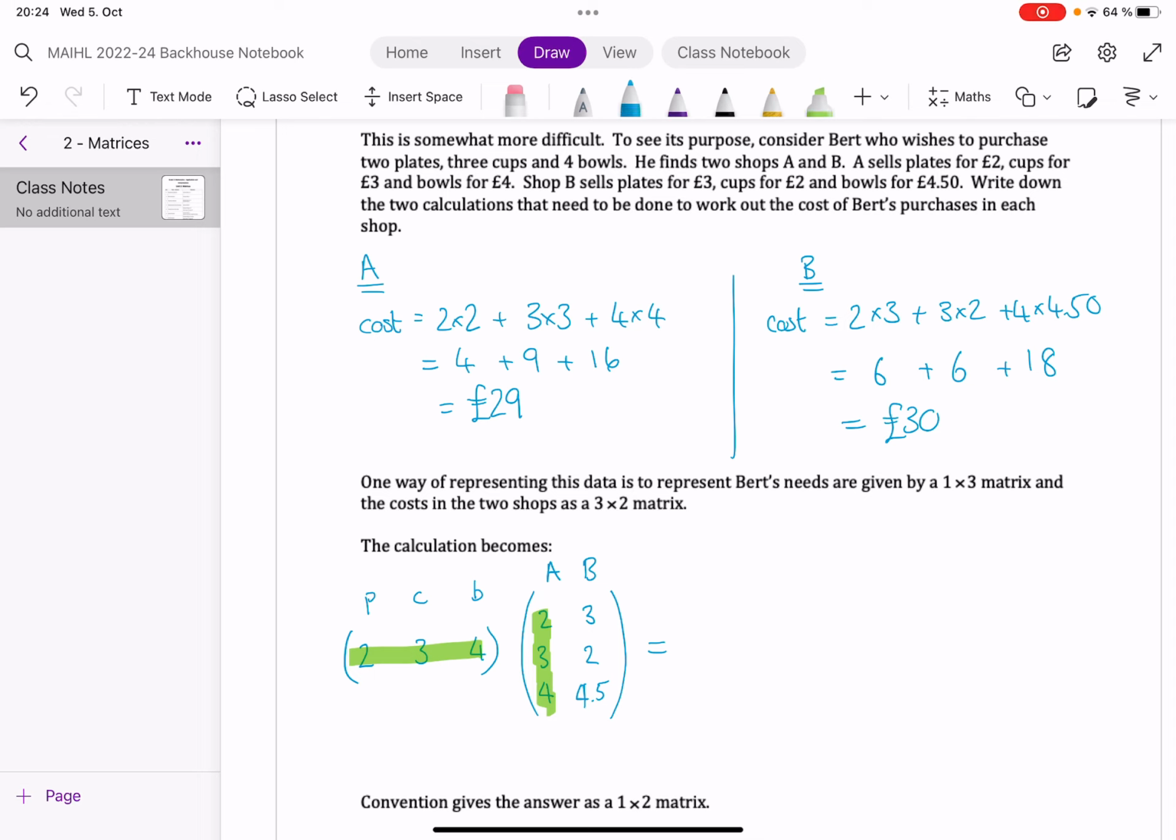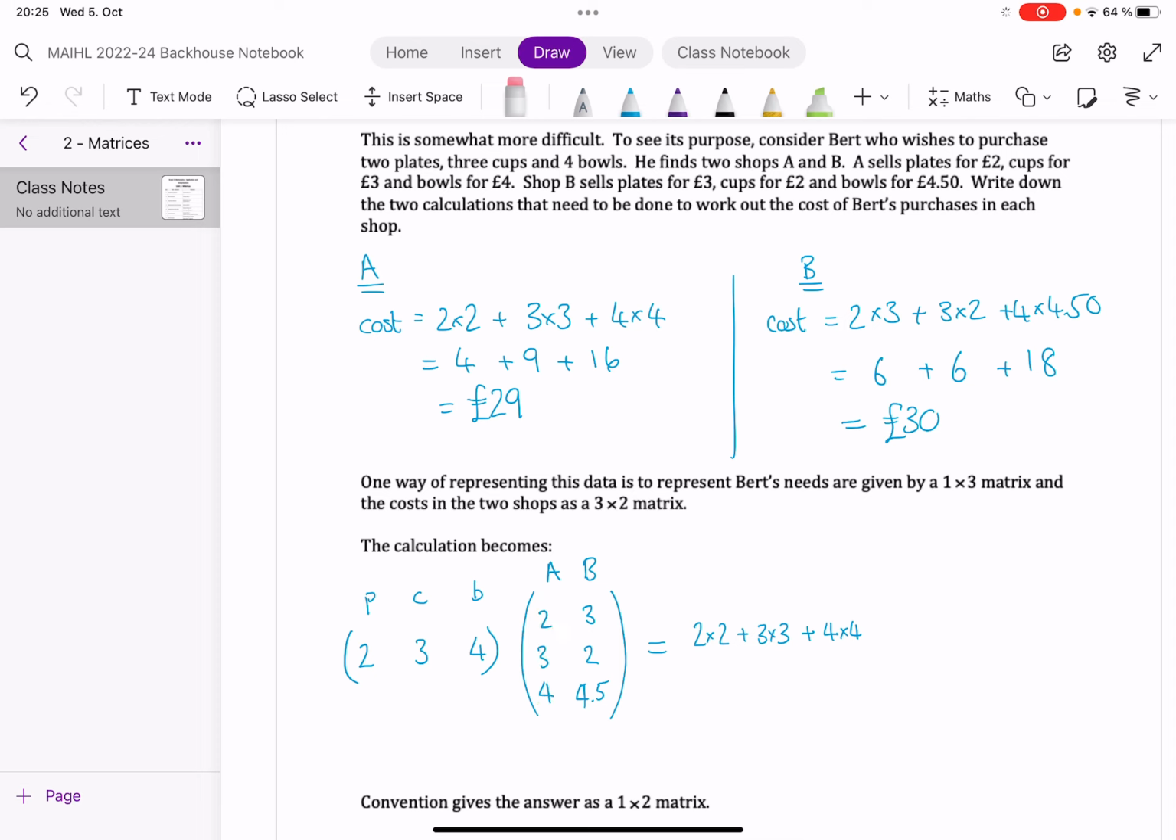So we'll take the first element in the row of the first matrix, which is 2, and we'll multiply it with the first element in the column of the second matrix. So we'll do 2 times 2. Then we'll move on to the middle elements, 3 times 3, and we're going to add them together. And then we'll move on to the third elements. And of course, if there were 4 elements, you'd keep going. Okay, so that is our first part of multiplication. So I've done the first row and the first column.